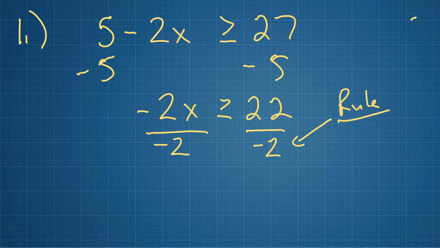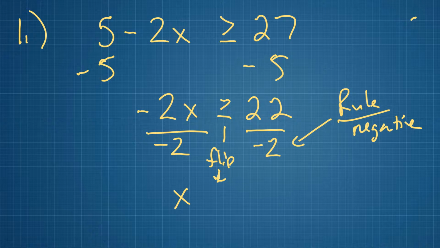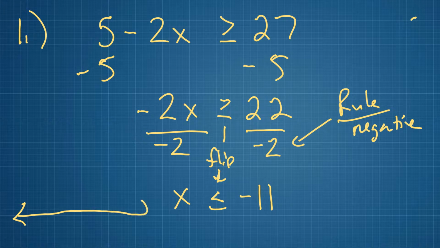All right, so since I divided by a negative, I'm going to flip this inequality. So I get x, instead of greater than or equal to, I turn that to less than or equal to, and I make it negative 11. So my final answer, x is less than or equal to negative 11. Remember you do have to have a number line. So I'm going to put negative 11 on the number line.